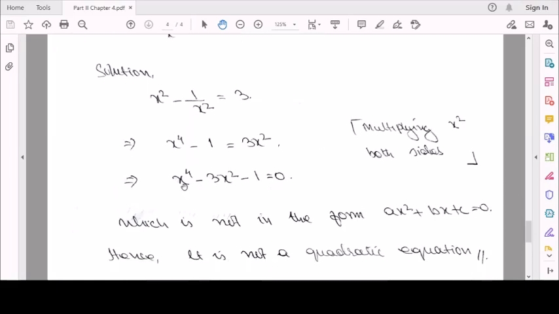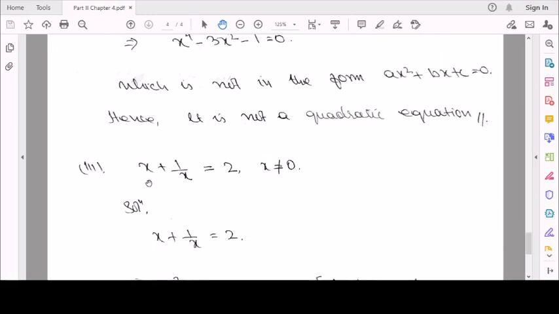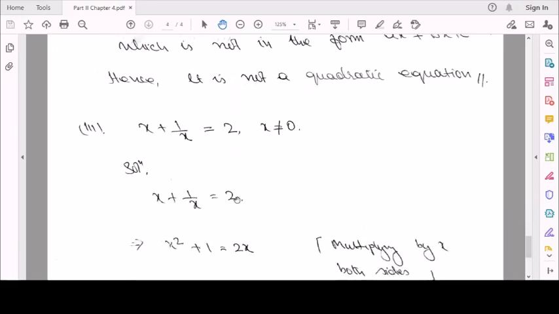Now, is this a quadratic equation? No, because why? The degree of the equation is 4. Or we can say it is not in the form of ax squared plus bx plus c equals 0, hence it's not a quadratic equation. Now we come to the next, number 3. The given equation is x plus 1 by x equals 2. Okay, same thing here also we'll do by multiplying x throughout the equation.